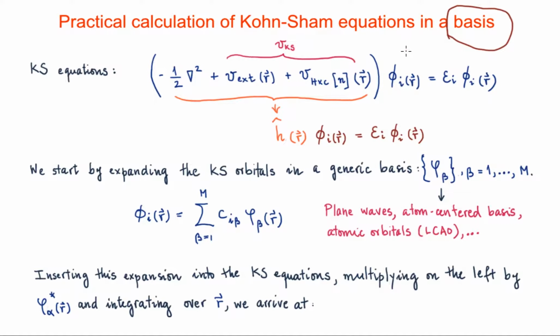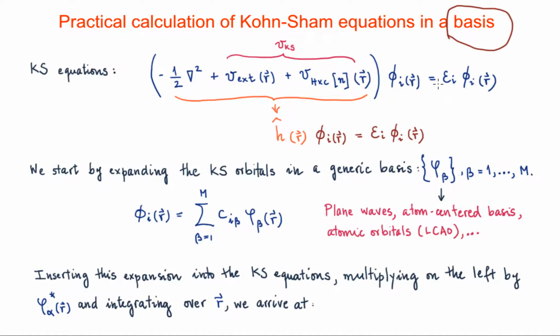So first, let's start with the Kohn-Sham equations. Which were the Kohn-Sham equations? These are the Kohn-Sham equations that we need to solve. Here we have the kinetic energy, the external potential, and the Hartree, exchange and correlation potential, and these are the Kohn-Sham orbitals, and these are the energies. Actually, the sum of the external potential and the Hartree, exchange and correlation potential is usually called the Kohn-Sham potential. So these are the equations that we want to solve.